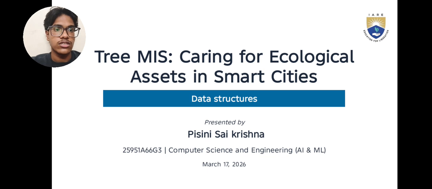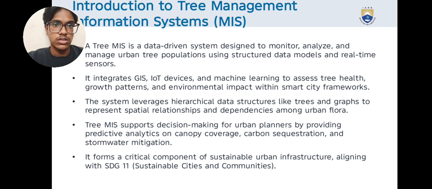Today's subject is data structures. Concept: Tree Management Information System, caring for ecological assets in smart cities. Introduction to Tree Management Information System.